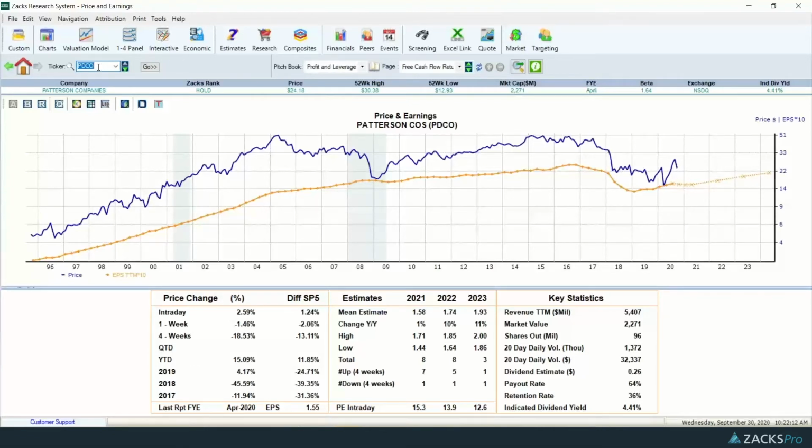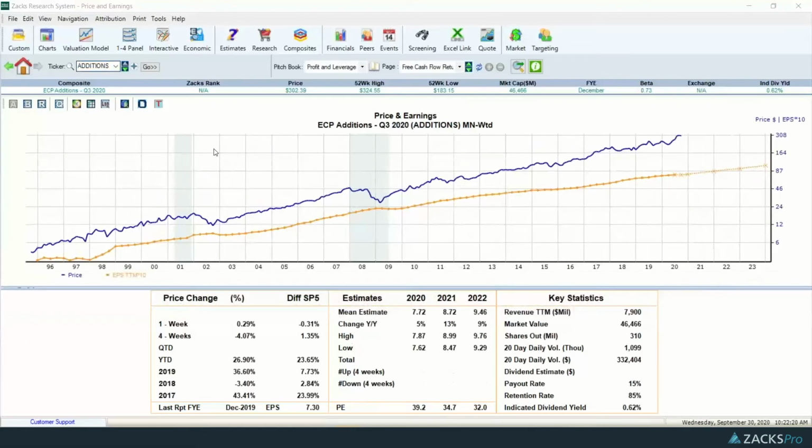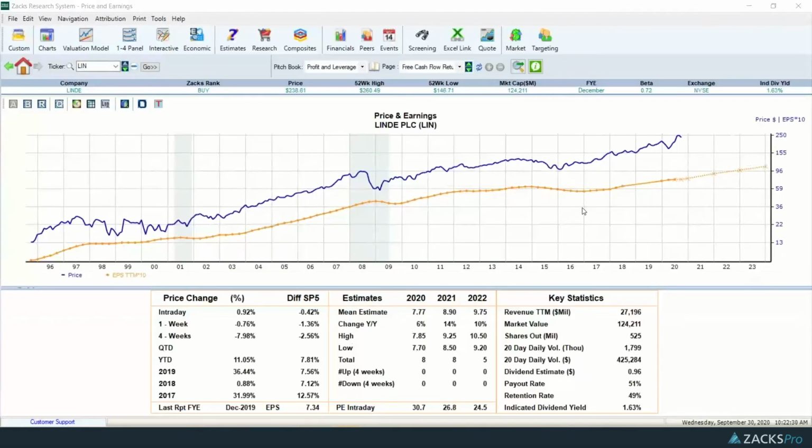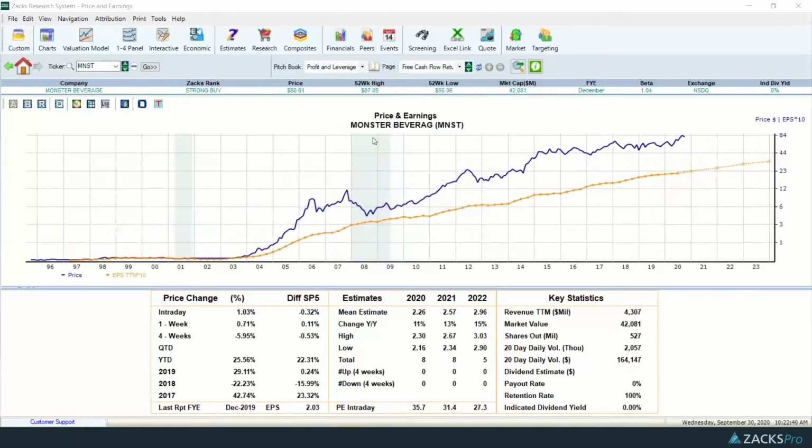So let's go ahead and look at the additions and what those look like from a price and earnings perspective. And obviously a much better contribution to the ECP family. Just to bump through some of these names, Linde was the old Praxair, obviously rock solid when you're talking about industrial gases, nitrogen, welding type gases, those sort of things.